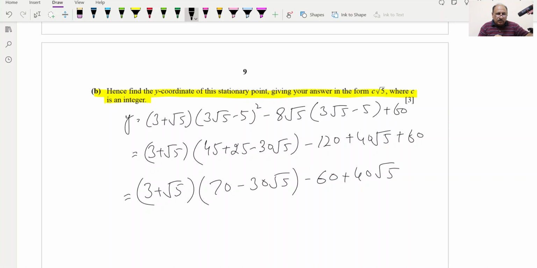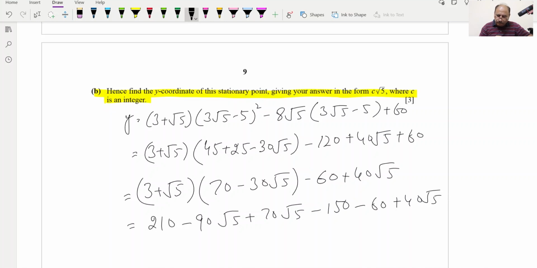And further we can basically multiply it, and this will be what? If we multiply 3 into 70 will be 210, and 3 into 30 under root 5 will be minus 90 under root 5, and 70 under root 5, and minus 30 under root 5 will be multiplied by under root 5, so it will be 30 and 5, which will be 150, and next will be minus 60 and plus 40 under root 5.